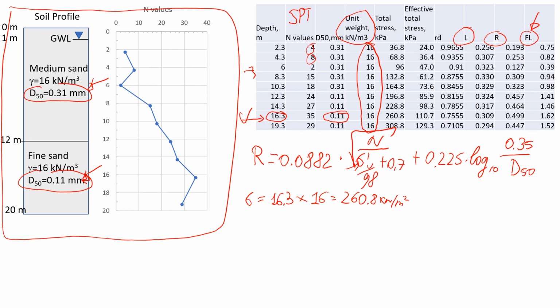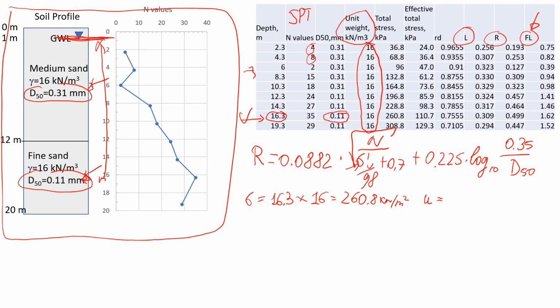So now we're going to calculate water pressure. Well, I hope you know how to do it. If not, just watch my videos on how to do water pressure. So we know that there is groundwater level at 1 meter below the surface. So that will be the distance here.